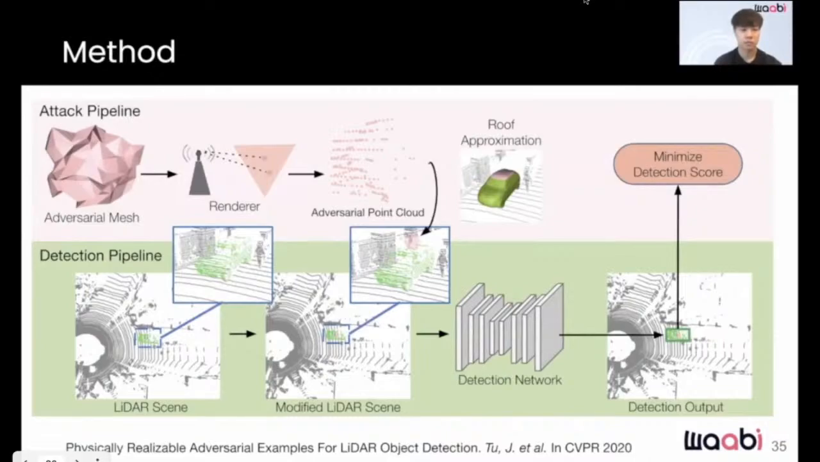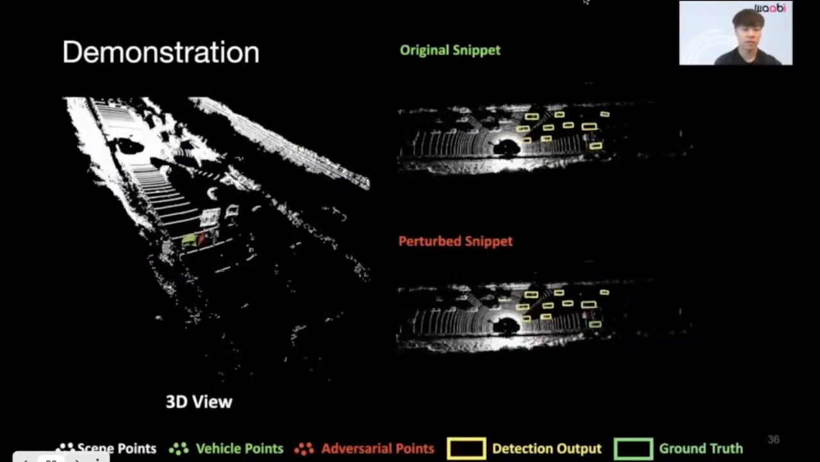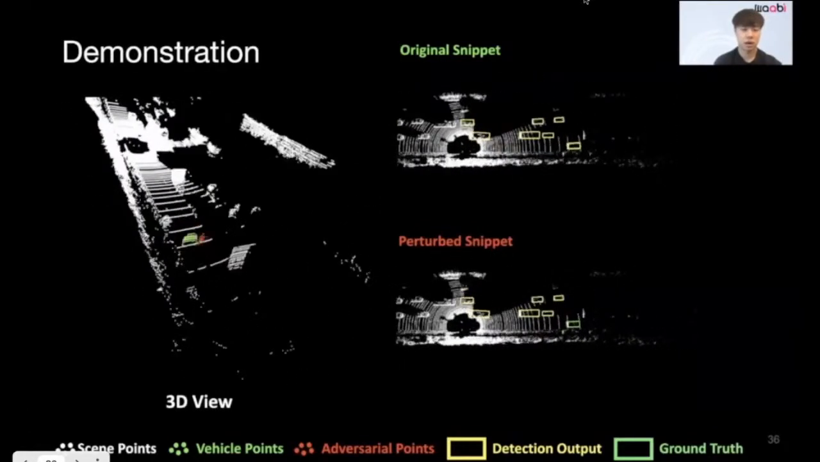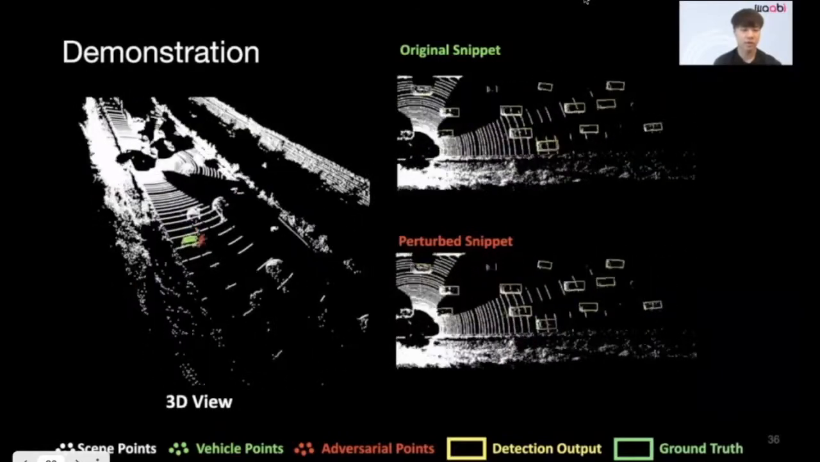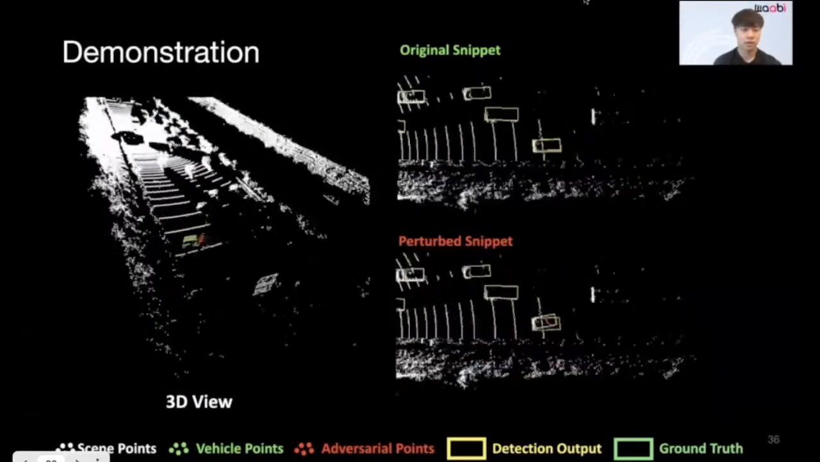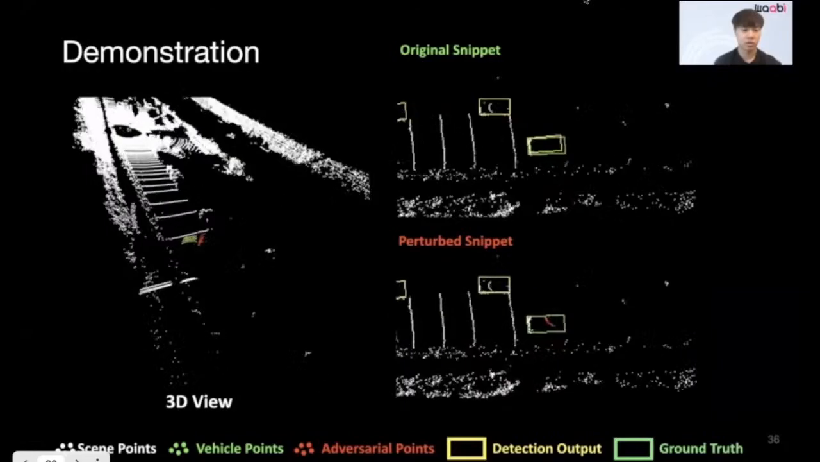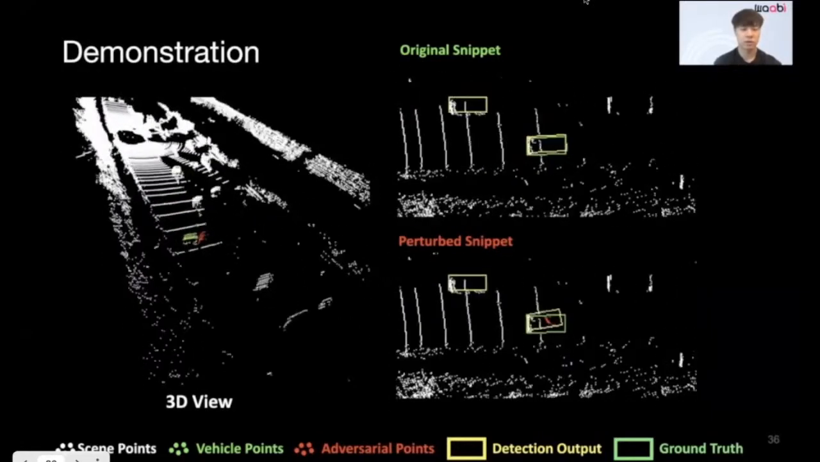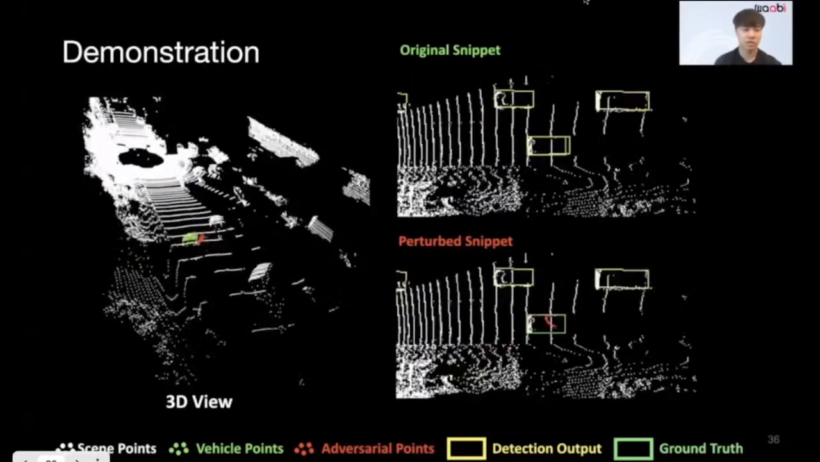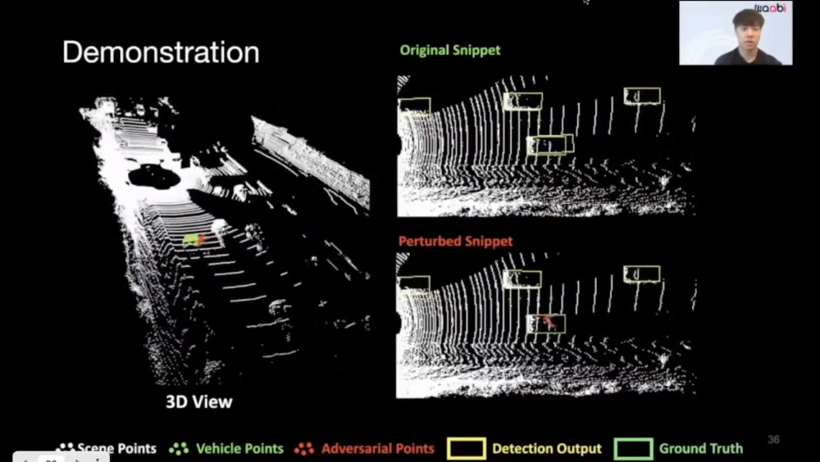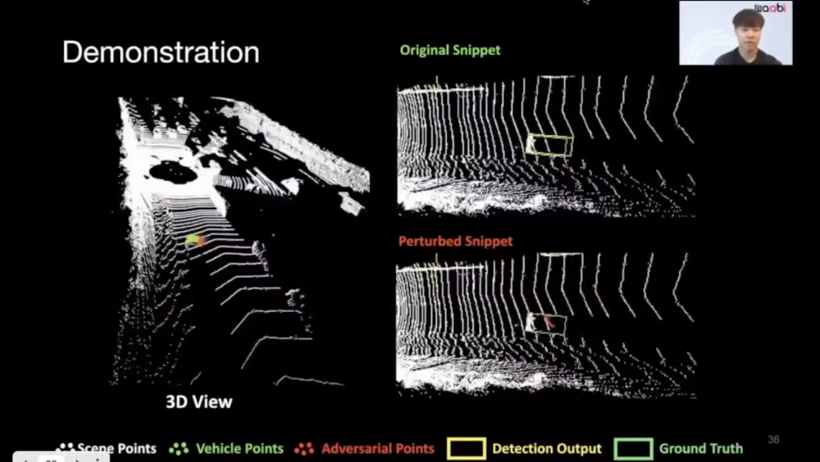Here is a qualitative demonstration of our attack. On the left is a 3D view of the scene, the vehicle, and the rendered adversary. The same adversarial mesh is used throughout the entire video. Notice in the top right, in the original snippet, the target vehicle is consistently detected. However, on the bottom right, after adding the adversary, the vehicle is hidden in most frames.